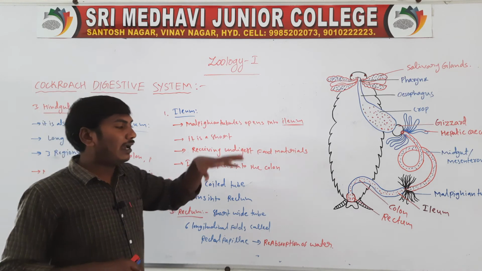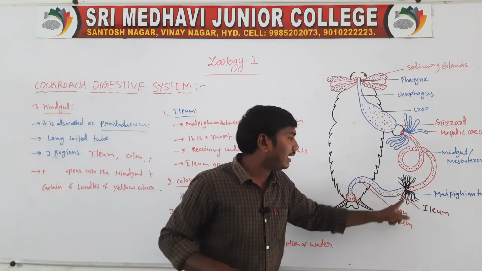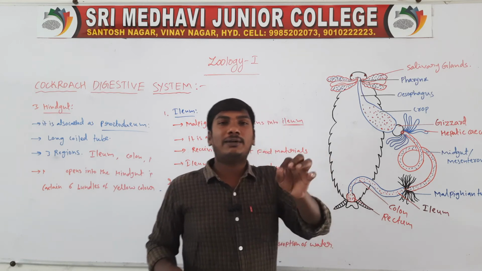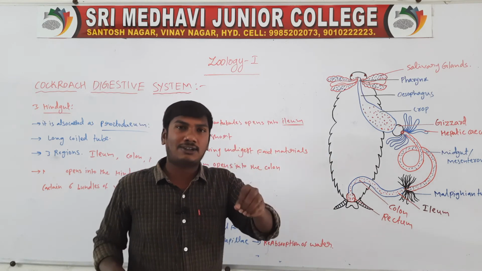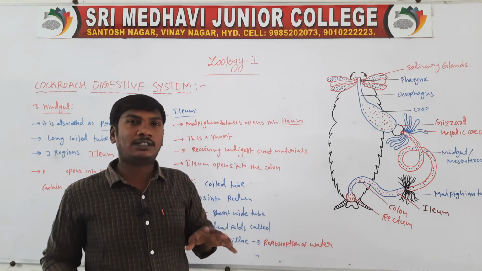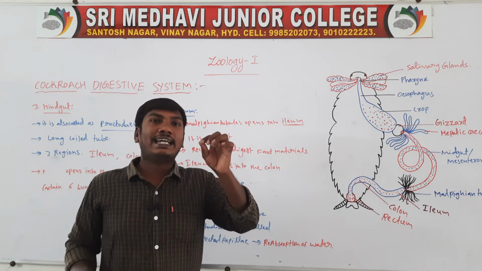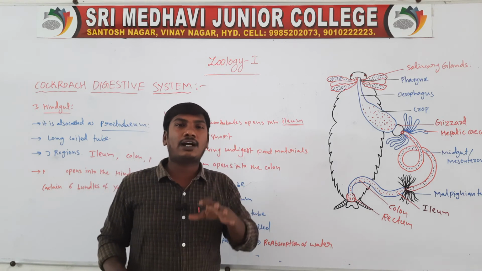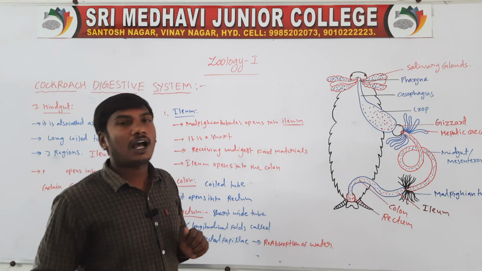Next, the midgut opens into the hindgut. In this region, six bundles of yellow-colored tubules are called Malpighian tubules. The Malpighian tubules are the excretory organs of the cockroach.